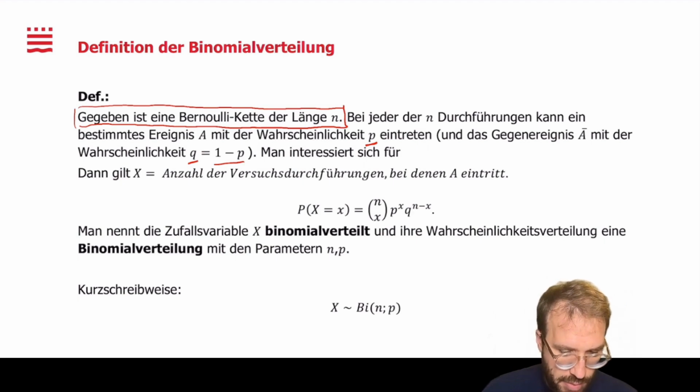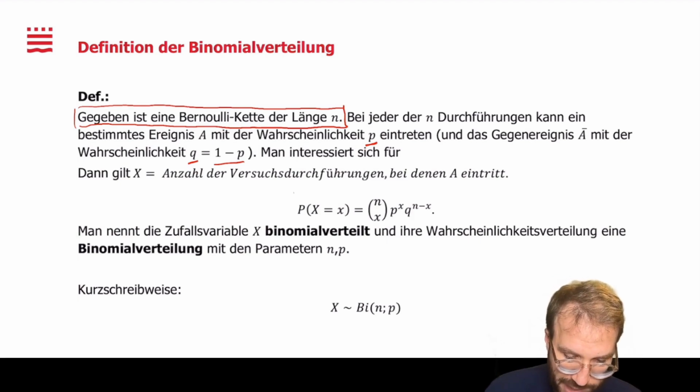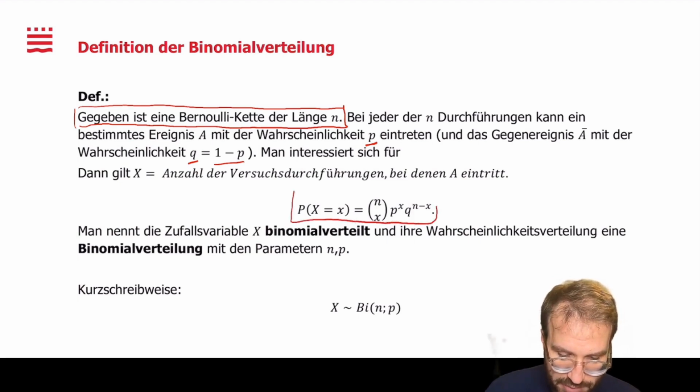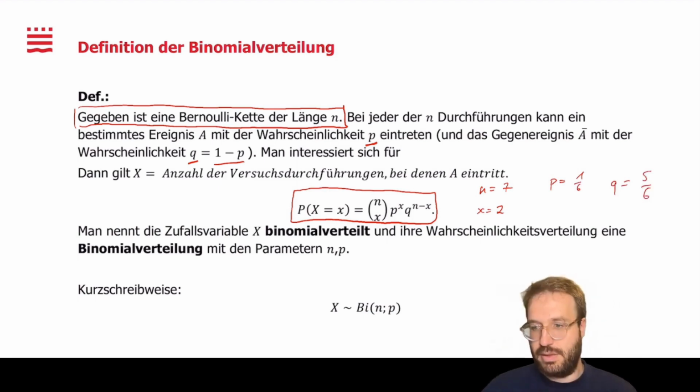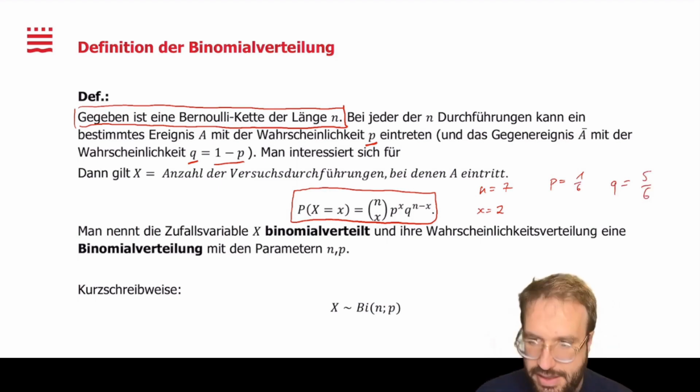Exactly. And then we have, as always, the random variable that indicates the number of trials in which success occurs. And then we have this formula here, which describes exactly what we did earlier, where n was equal to 7. That was the number of repetitions. X was equal to 2. Exactly. And p was 1/6 and q was 5/6.